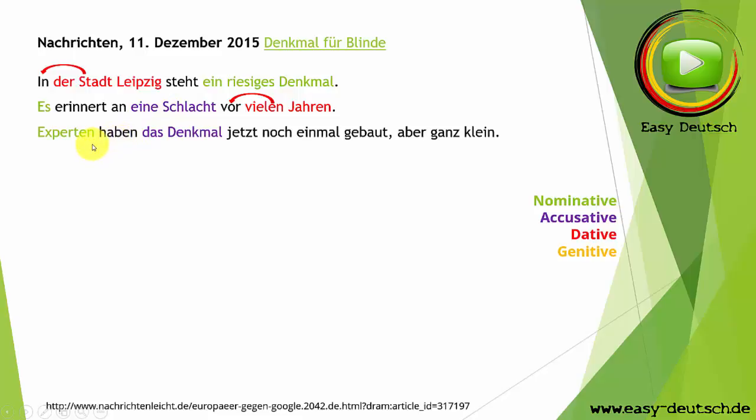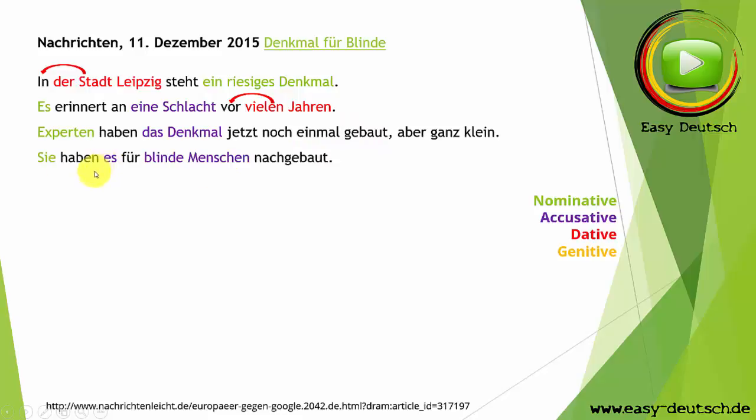Next sentence. Experten haben das Denkmal jetzt noch einmal gebaut, aber ganz klein. So some specialists reconstructed the whole memorial, but in a very small size. Experten, that's the subject again, so nominative case. Das Denkmal is obviously the direct object, because we have no preposition here in front, so accusative case, and everything else doesn't get a case in here because it's no noun or pronoun.